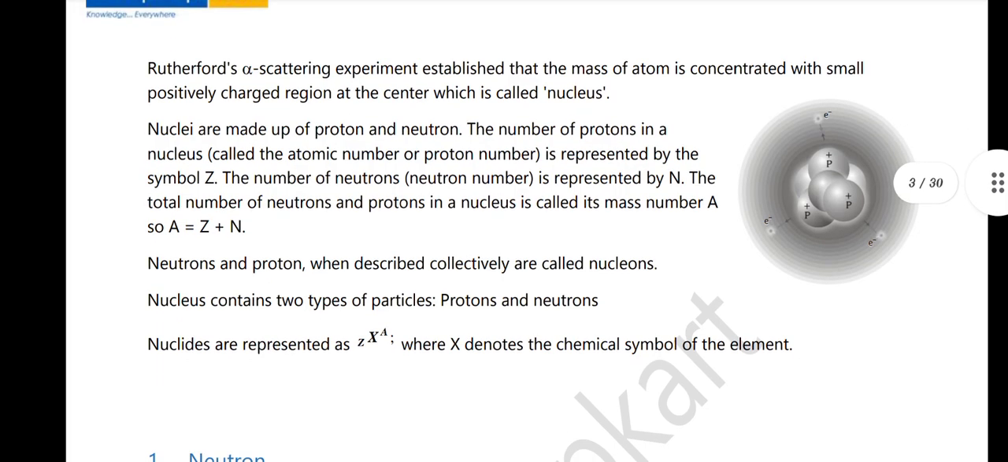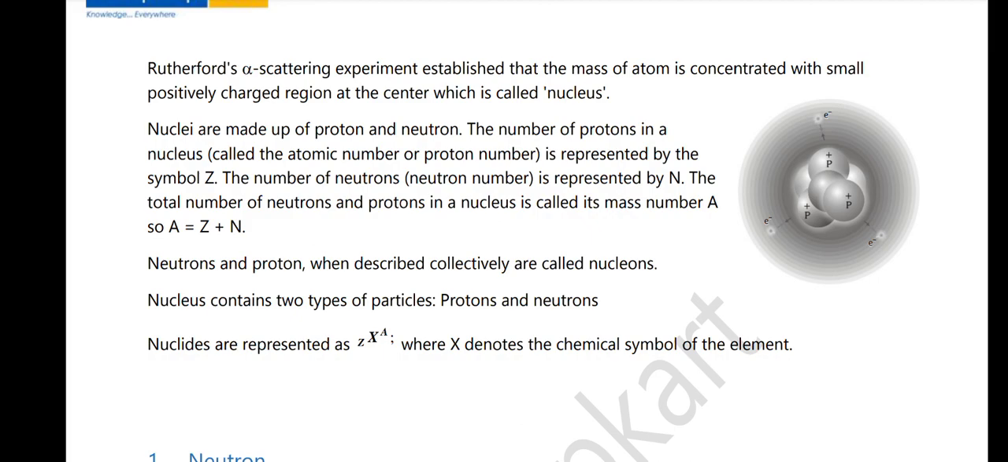According to Rutherford's scattering experiment that you have learned in your 10th, he established that the mass of the atom is concentrated in a small positively charged region at the center, which is called the nucleus. As you all know, the nucleus is made up of protons and neutrons.